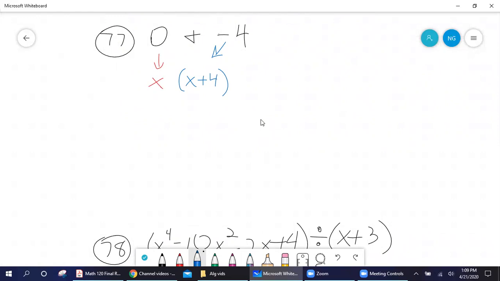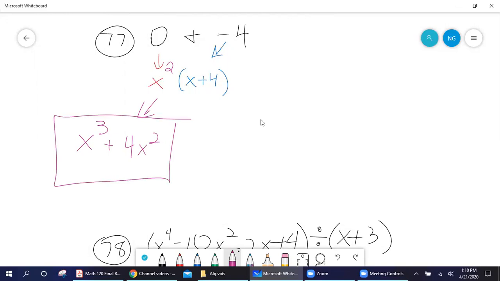What this means is that somebody has to have a multiplicity of 2 on them. Now, technically, it can go on the x or the x plus 4. The easiest place would be to put it on the x. That still doesn't change that 0 is a 0, but it doubles its multiplicity. If I then multiply this out, that would give me x cubed plus 4x squared. There's a possible answer.